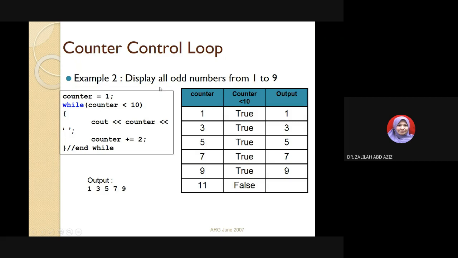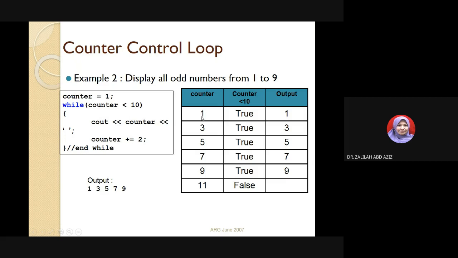Okay, we want to display all odd numbers from 1 to 9. Okay, so counter equal to 1, while counter less than 10. Okay, so kita akan display counter lah, because dia akan display this counter value, and then counter is equal to counter plus 2. Jadi this is the update punya value lah, and then end while.